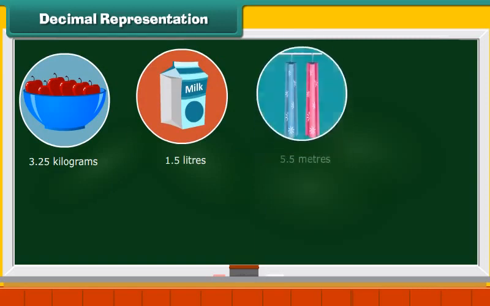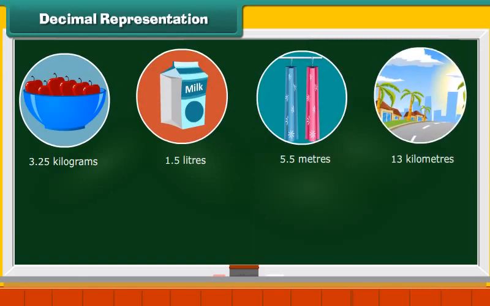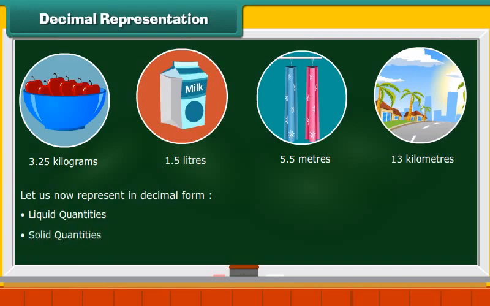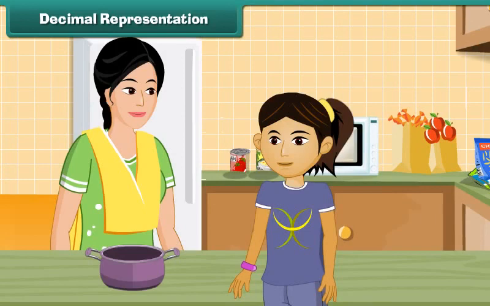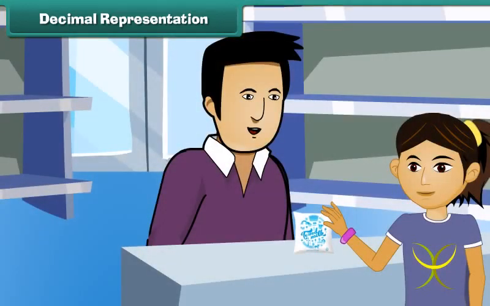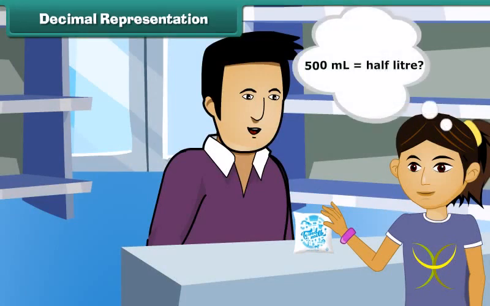Decimal representation. In real life, we use decimals extensively to express quantities and lengths. Let us now represent in decimal form: liquid quantities, solid quantities, lengths. Savita's mother asked her to get a half-liter milk pouch from Mother Dairy. When she went to buy it, the person at the booth handed her a 500 ml pouch. Savita was confused. Is 500 ml the same as half-liter?